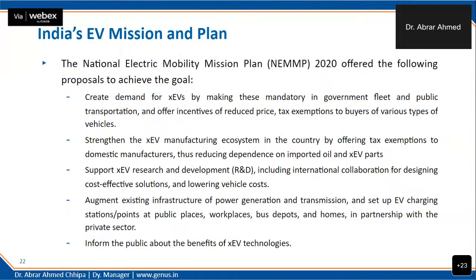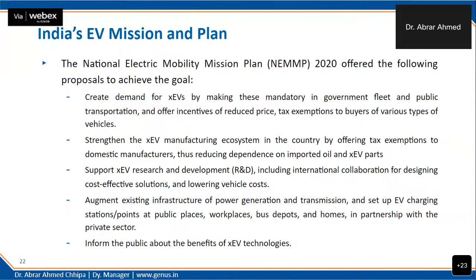The National Electric Mobility Mission Plan 2020 was basically produced in 2013, and it aims to create the demand for EVs. The mandate was that the government promotes the adoption of EVs in public transportation, and offers incentives of reduced price and tax exemption to buyers of various types of vehicles.